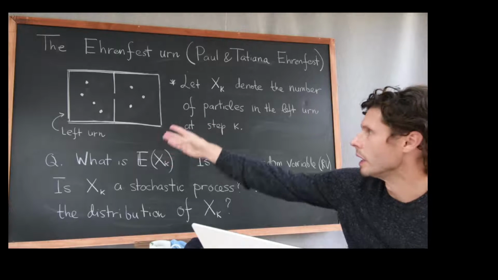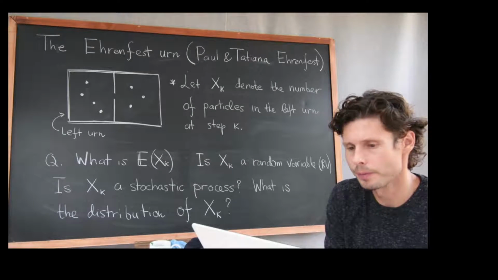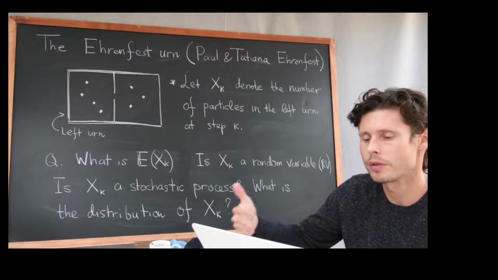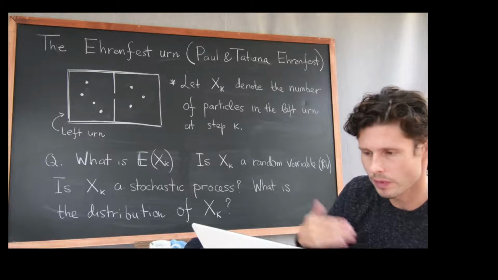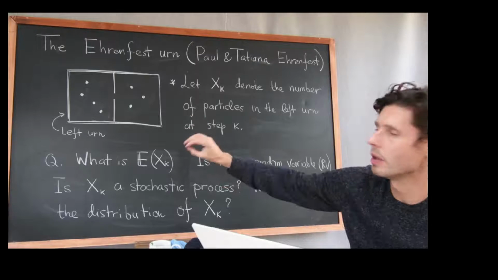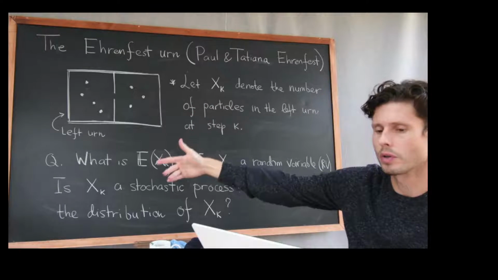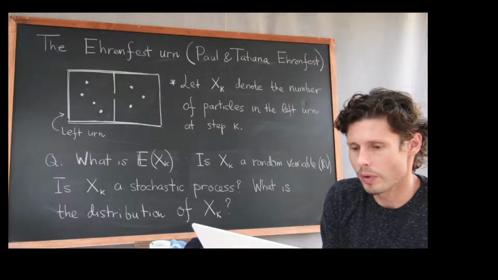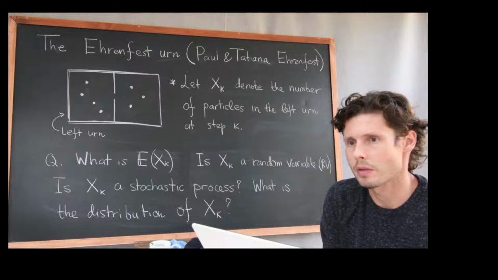And so here initially we could say there are 4 particles in the left urn, and then each time k gets incremented, right, time moves forward, 1, 2, 3, 4, k equals 5, 6, 7, and so on. Each time this time step gets incremented, I'm going to pick a particle at random, I'm going to move it to the other urn, and so on and so forth. And so, right away we have a variable, and so you can start asking more precise questions.